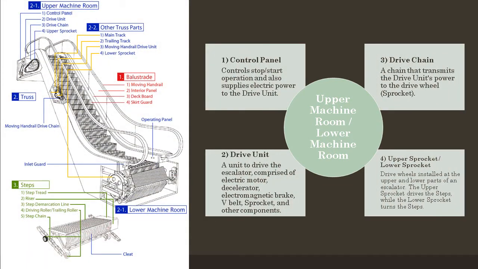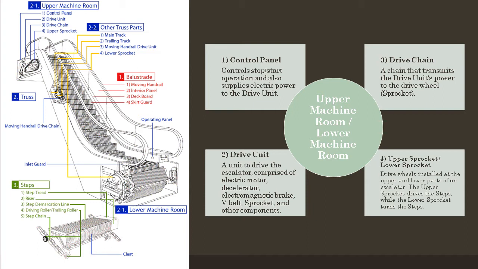Upper machine room, lower machine room. 1. Control panel. Controls stop, start operation and also supplies electric power to the drive unit. 2. Drive unit. A unit to drive the escalator, comprised of electric motor, decelerator, electromagnetic brake, V-belt, sprocket, and other components. 3. Drive chain. A chain that transmits the drive unit's power to the drive wheel, sprocket.